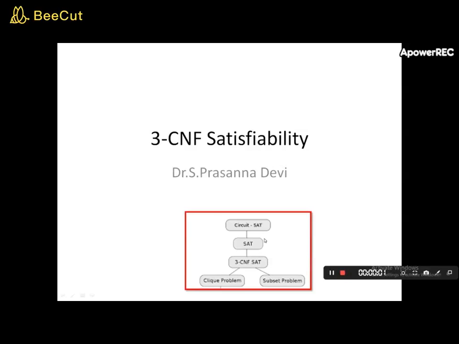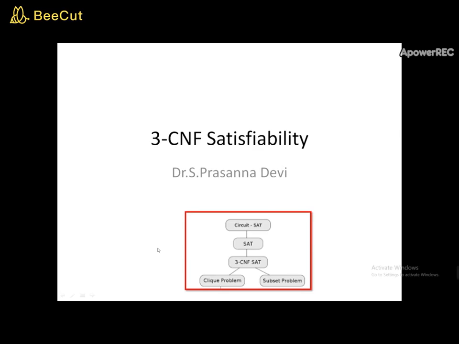This presentation is about the 3CNF satisfiability problem. What we are going to cover in this presentation is we are going to explain what is circuit satisfiability. Then moving on to the satisfiability problem. In particular, we are going to see about the 3CNF satisfiability and how we are going to reduce this 3CNF satisfiability by having a look into the clique problem. So this is the agenda for this presentation.